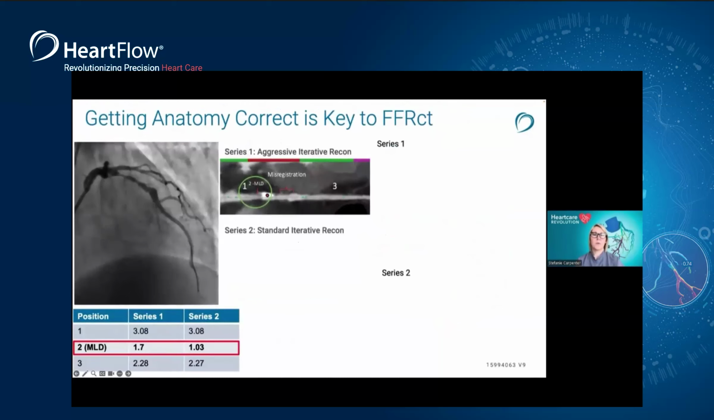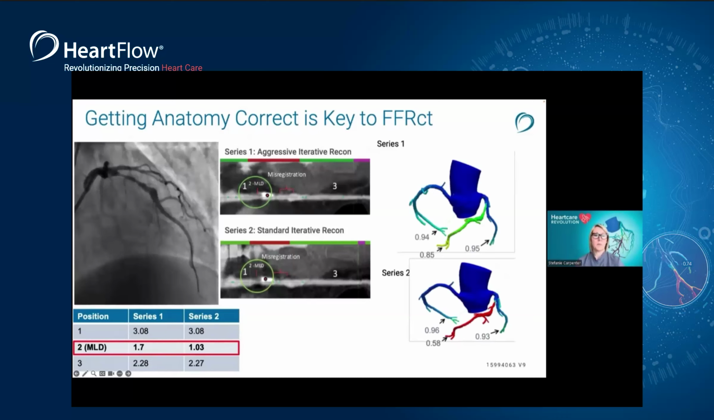This is another example of why image quality and correct selection of recon parameters are so important to a HeartFlow FFRCT analysis. In the first example, high levels of iterative recon created a false MLD, or minimum lumen diameter. This modeling of the coronary artery created an MLD and FFRCT values that did not depict the patient's true anatomy and physiology.